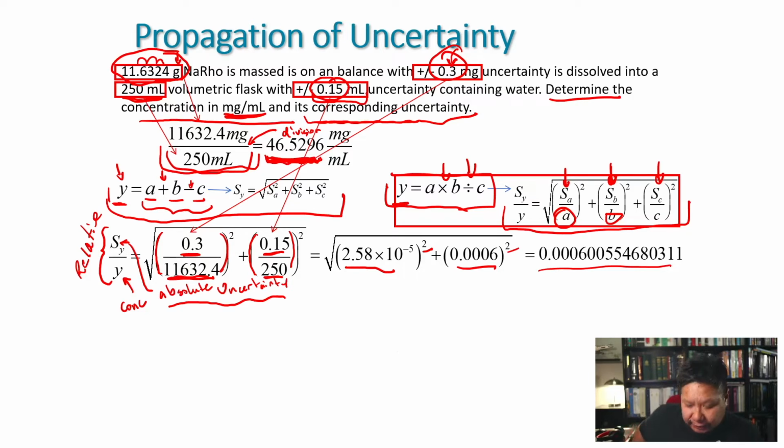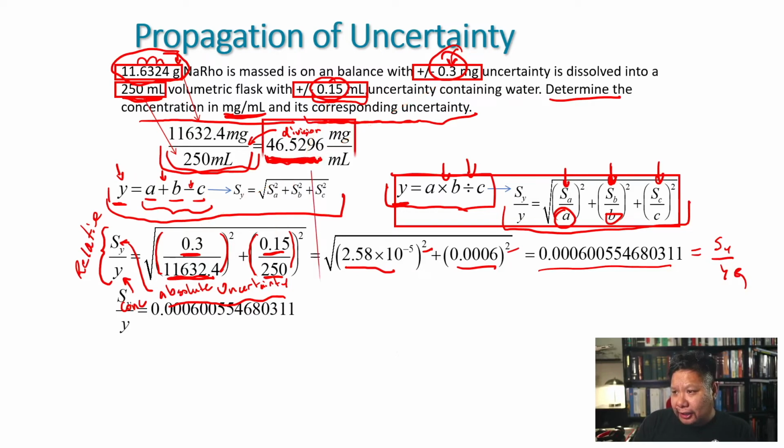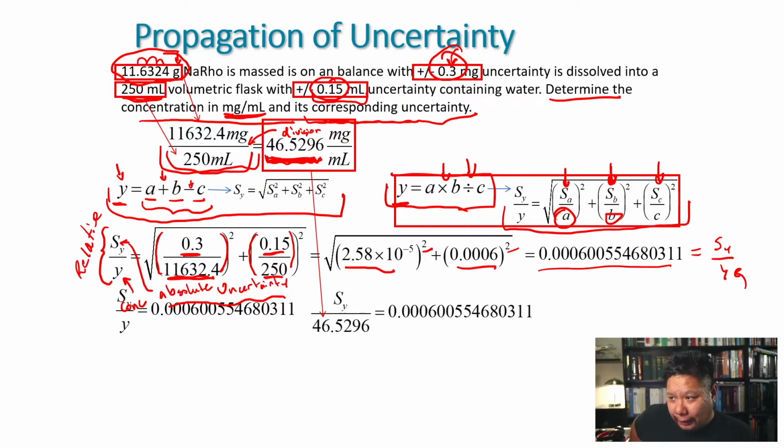But again, this number is actually only the SY over Y, the relative uncertainty. We want to have the absolute uncertainty. And so how do we solve for the absolute uncertainty? It's actually really easy, because do you know what Y is? Y was that concentration from before that we calculated. So all we have to do then is plug in the Y. As you can see here, we plug in the concentration from before into the Y, and now we can solve for SY, which is the absolute uncertainty, right?